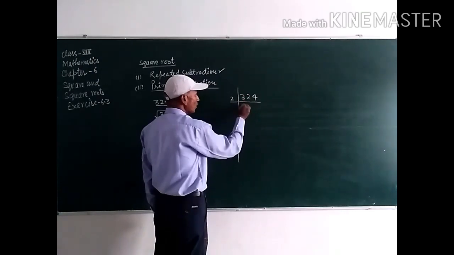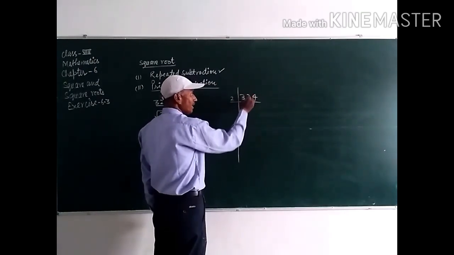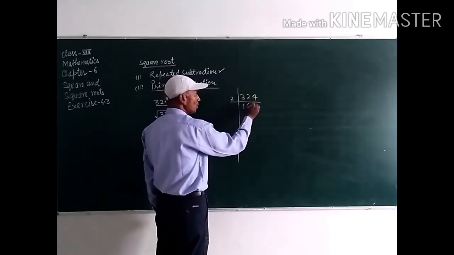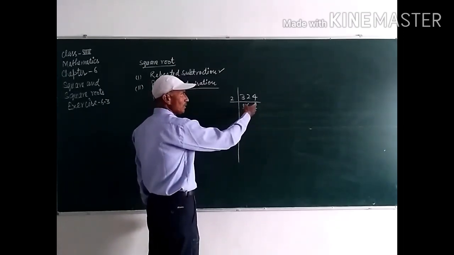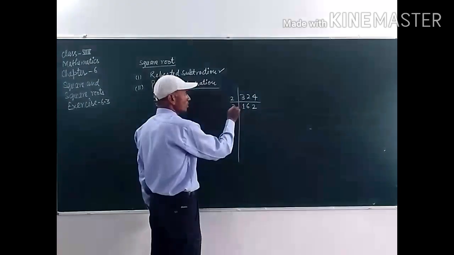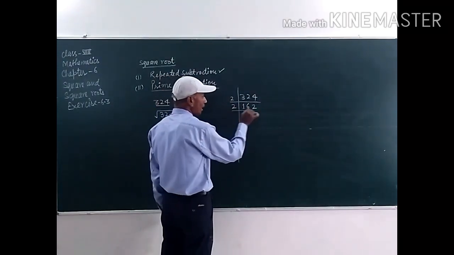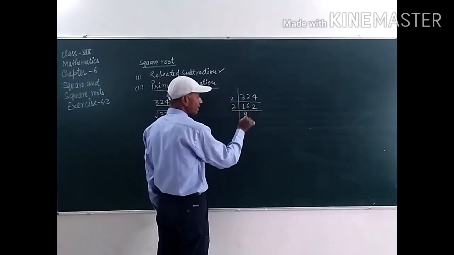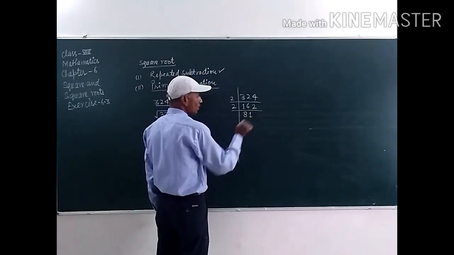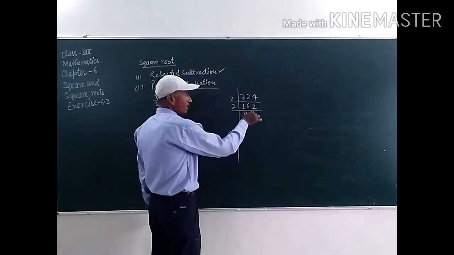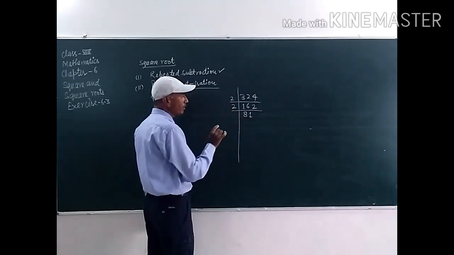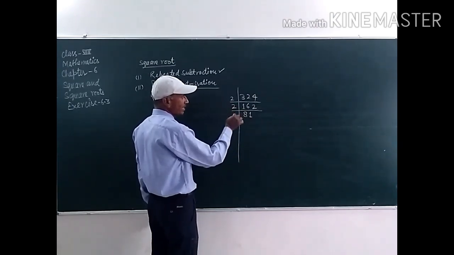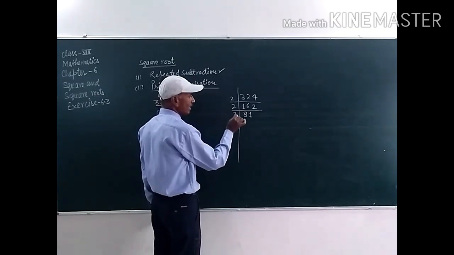So 2 ones are 2, 1 left, that is 12, 2 sixes are 12, 2 twos are 4. Again it will be divisible by 2 because the unit digit is 2 here. So after dividing by 2, 2 eights are 16, 2 ones are 2. Now the unit digit is 1 here, student, so this number is not divisible by 2. So we have to use the next prime number, that is 3.